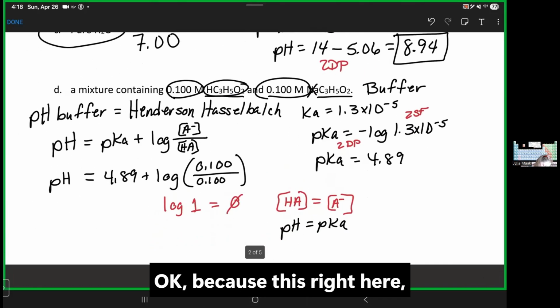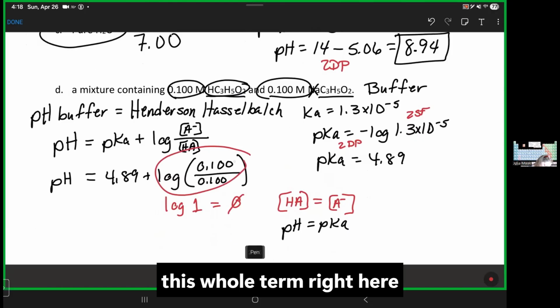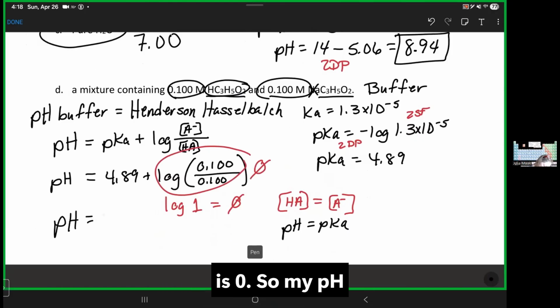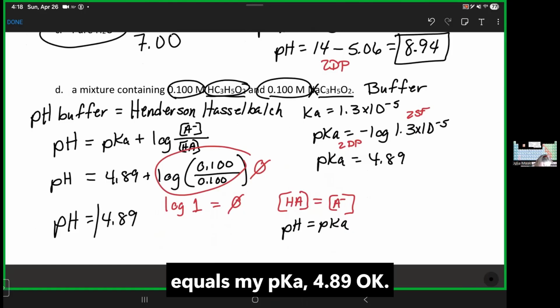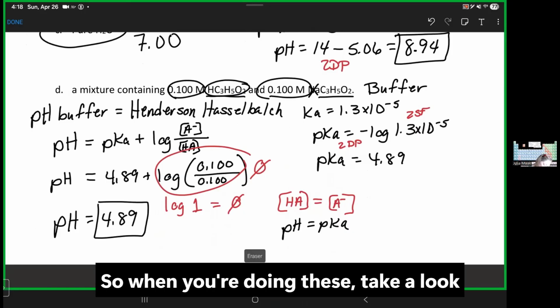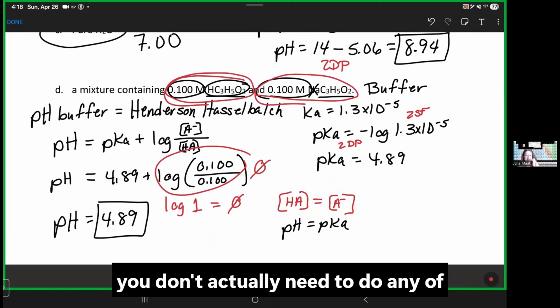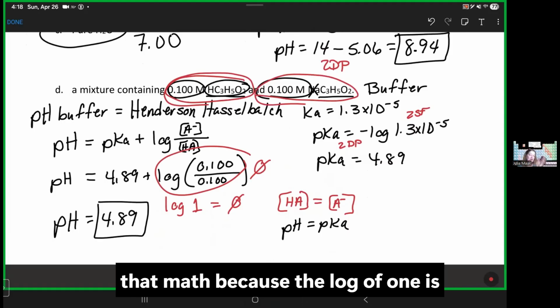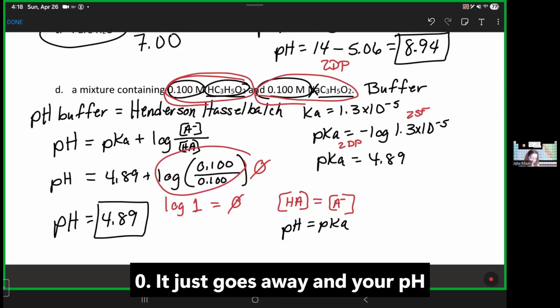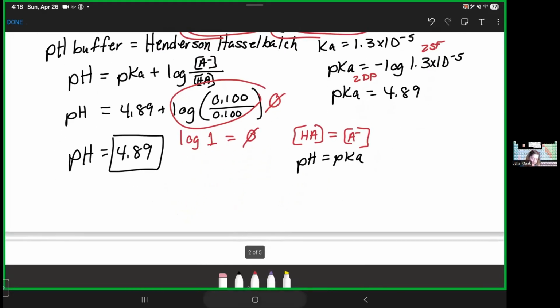Okay, because this whole term right here is 0. So my pH equals my pKa, 4.89. So when you're doing these, take a look, and if those concentrations are the same, you don't actually need to do any of that math because the log of 1 is 0. It just goes away, and your pH equals your pKa.